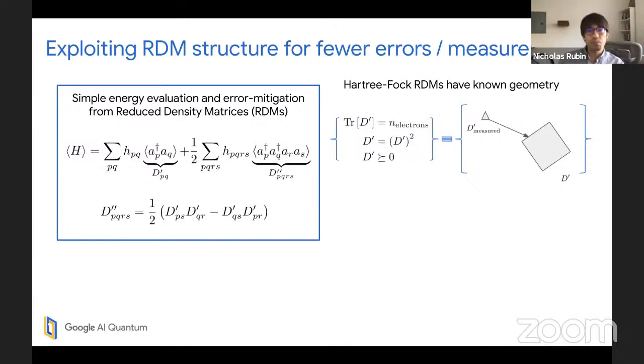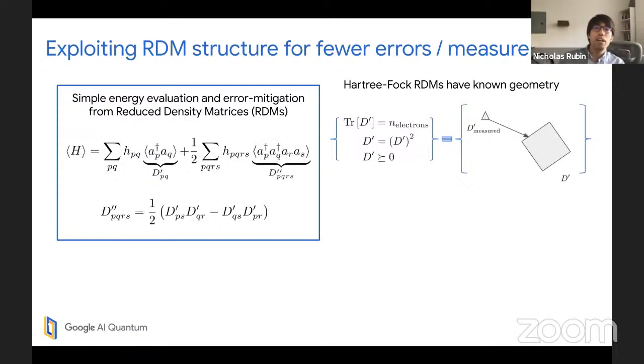So for example, we know that this particular marginal, this matrix of expectation values, has a fixed trace, and that's equal to the number of electrons. We know it has to be an idempotent matrix for fermionic Gaussian states, and we know it must be positive semi-definite, which comes from the idempotency constraint. So what we can do is use this geometry and this information to actually do error mitigation.